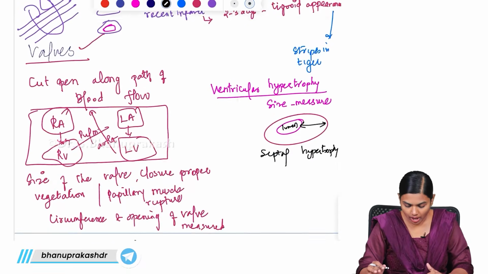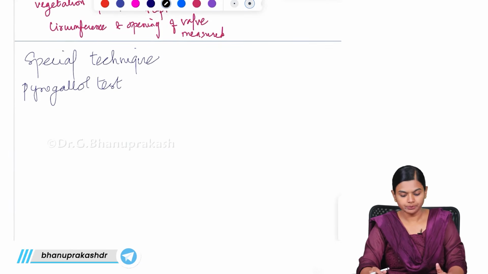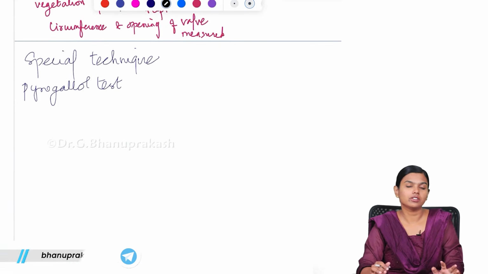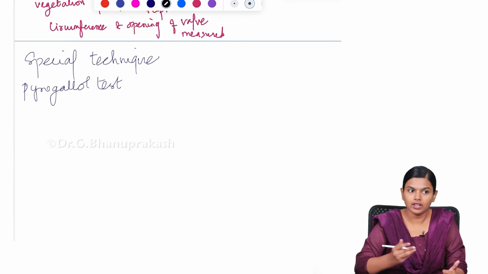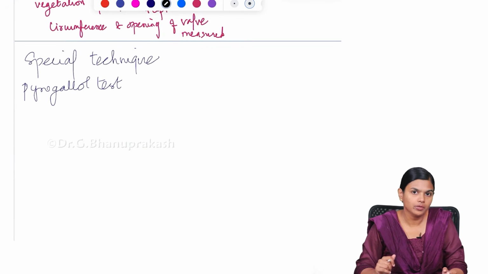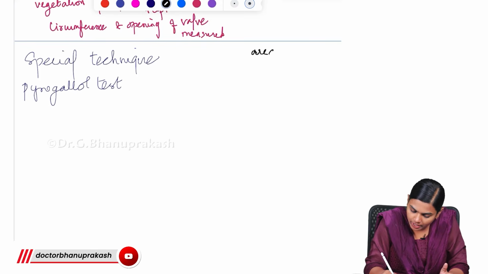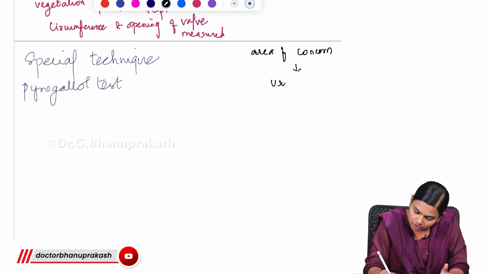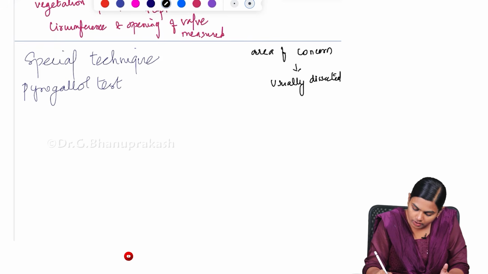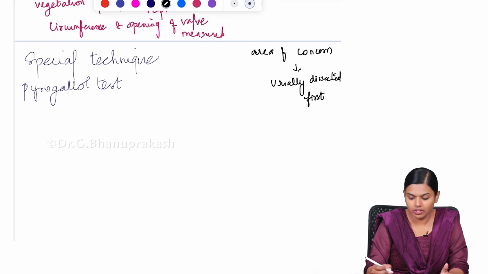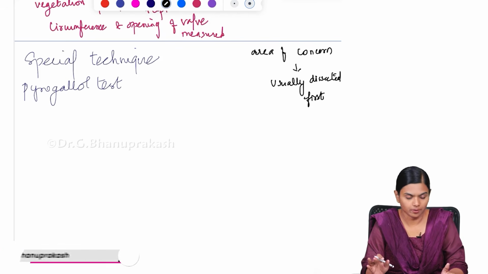Clear? So, after that what we will do is, we will look at the area of our interest. If it is a case of gunshot injury or stab injury, the area of concern is what we usually dissect first, and we will look for all the changes in the area.